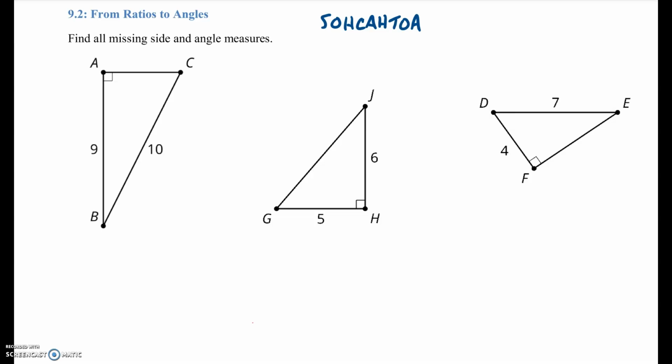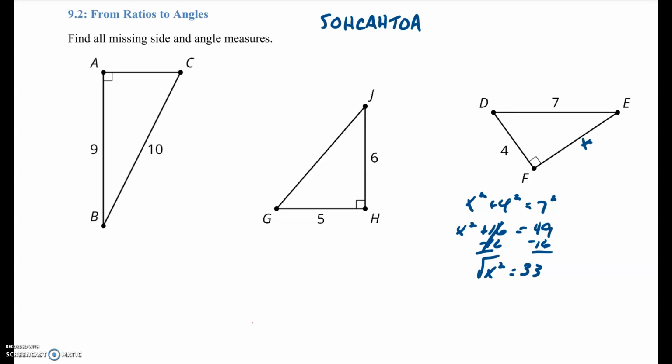I notice that I am missing a leg, so I do Pythagorean theorem again. Pythagorean theorem tells me that the sum of the squares of the legs of any right triangle is equal to the square of the hypotenuse. So then x squared plus 4 squared, which is 16, is equal to 49. Subtract 16 from both sides to isolate my variable. X squared is equal to 33.